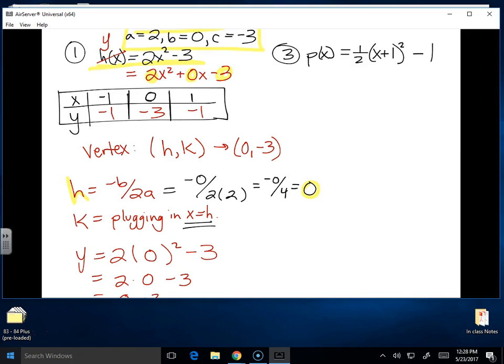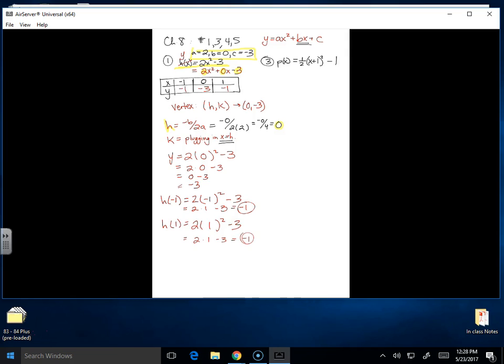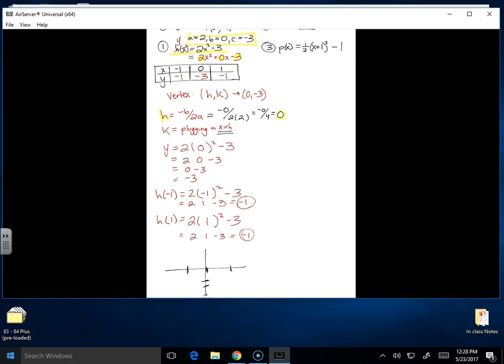And how are we going to graph it? I have negative 1, I have 1, and I have 0. I need to go down 1, 2, 3. 0 needs to have a point at negative 3. Negative 1 needs to have a point at negative 1. 1 has to have a point at negative 1. Do you guys see your problem? Is it concave up? Does it have a minimum? Yes.